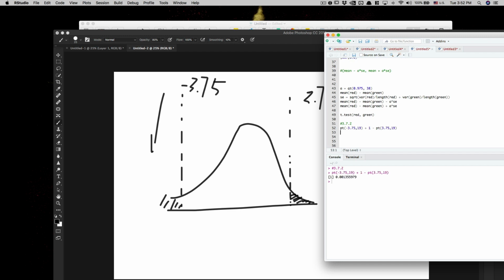0.001. The next thing we want to do is compare this with the alpha level, which is obviously this one is smaller than 0.01. So we can reject the null hypothesis based on this p-value.